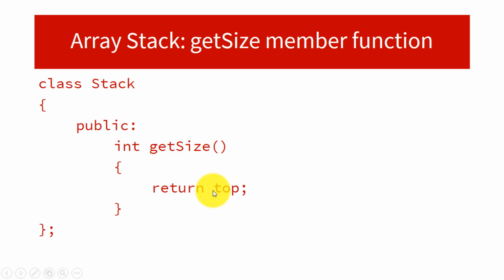The get size member function is something I usually give to almost all data structures. If the client needs to know the current size of the stack, it can just call this get size member function, and it's going to return an integer value indicating the current number of elements in the stack.